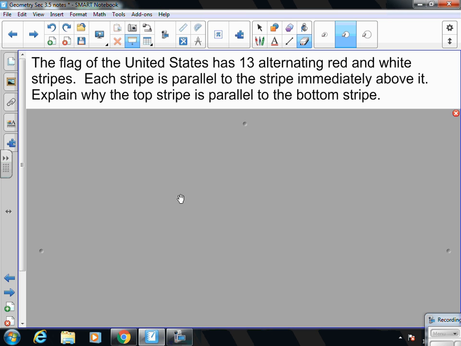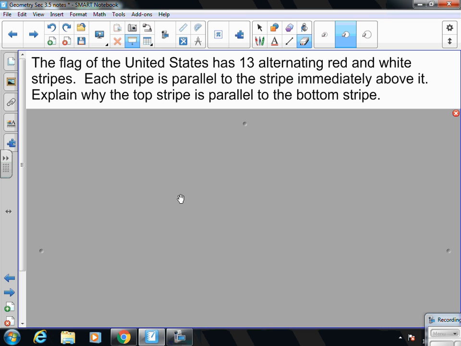So now this example, looking at the flag of the United States that has 13 alternating red and white stripes. So there's 13 stripes on an American flag. Each stripe is parallel to the stripe immediately above it. So the top stripe is parallel to the second stripe. The second stripe is parallel to the third stripe. Third stripe is parallel to the fourth stripe, so forth and so on.